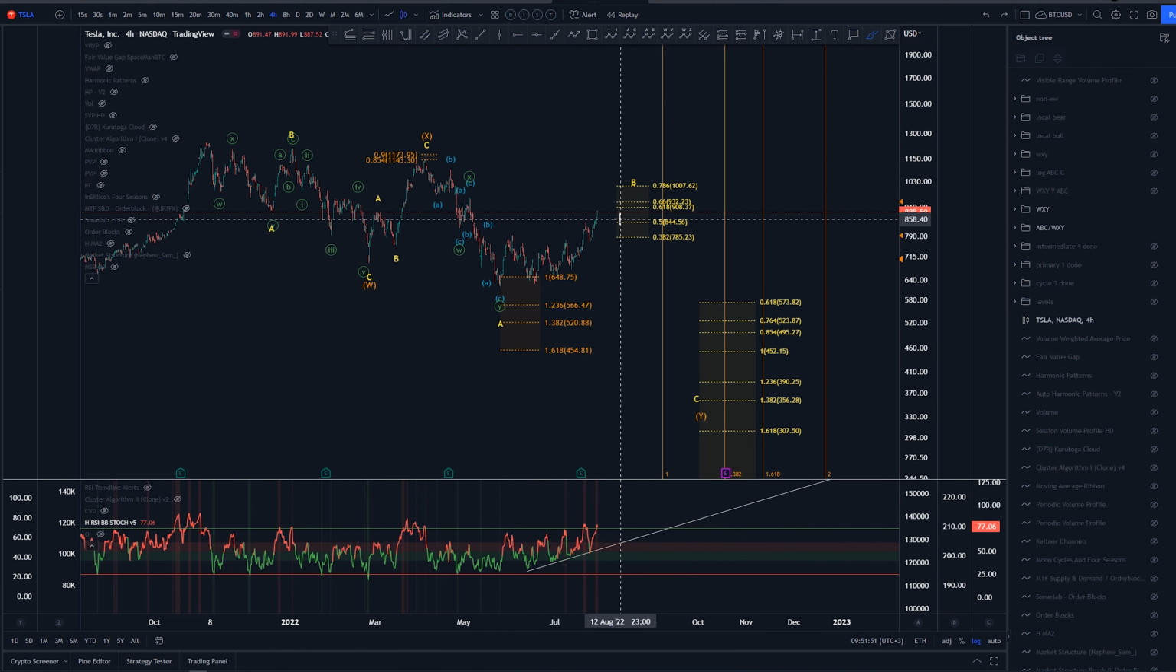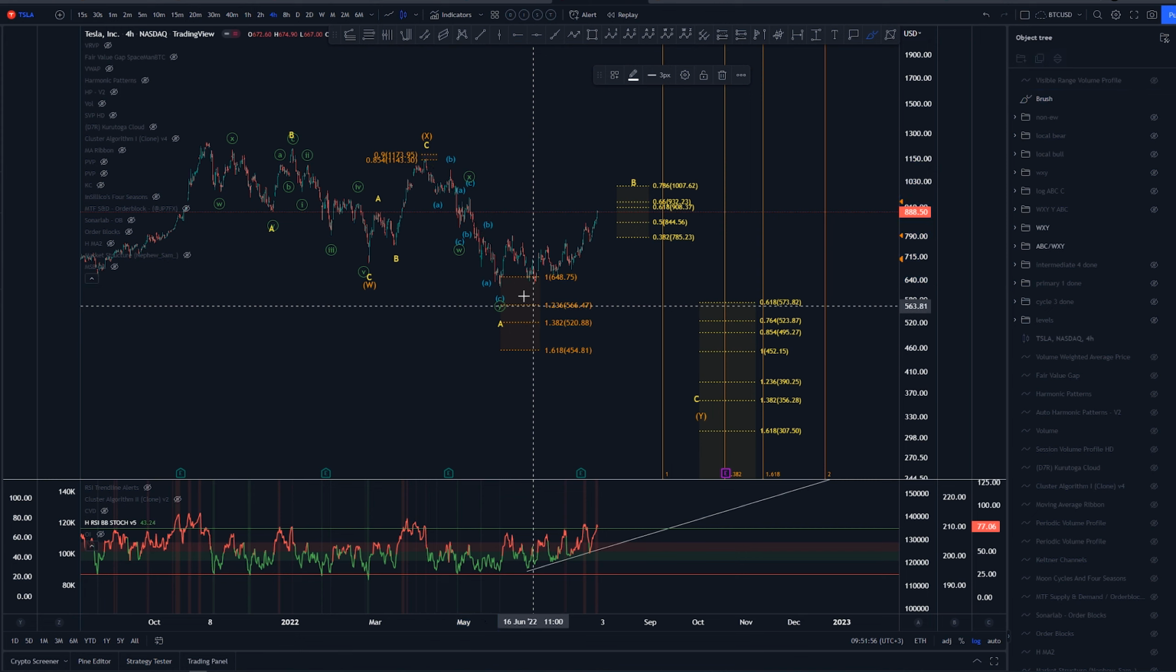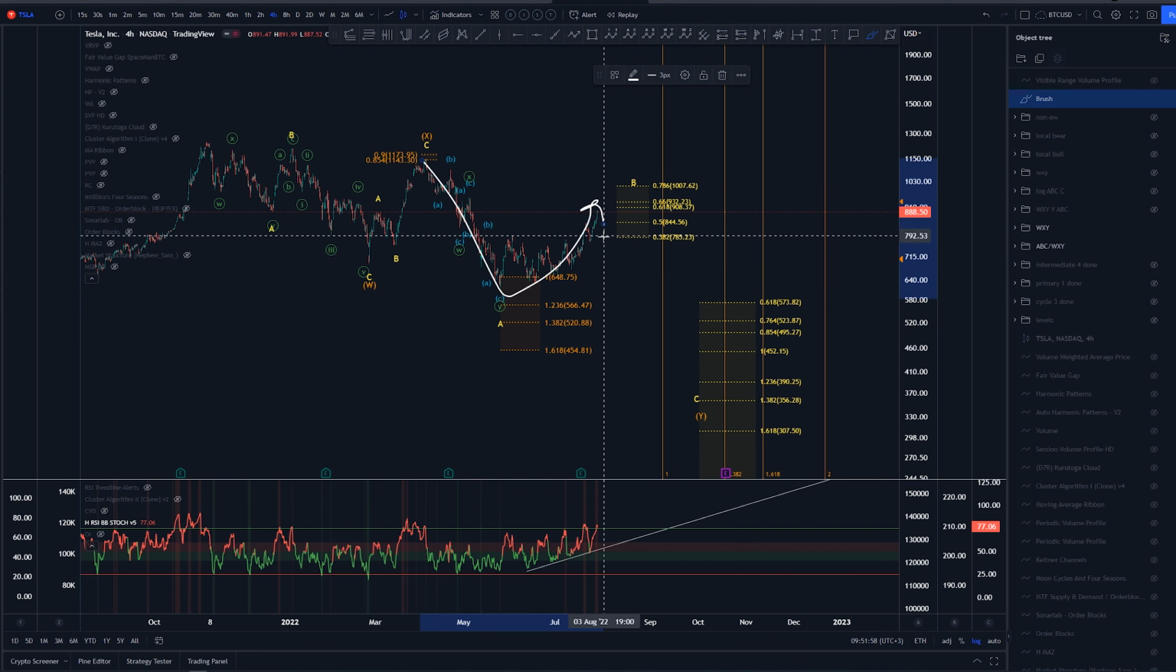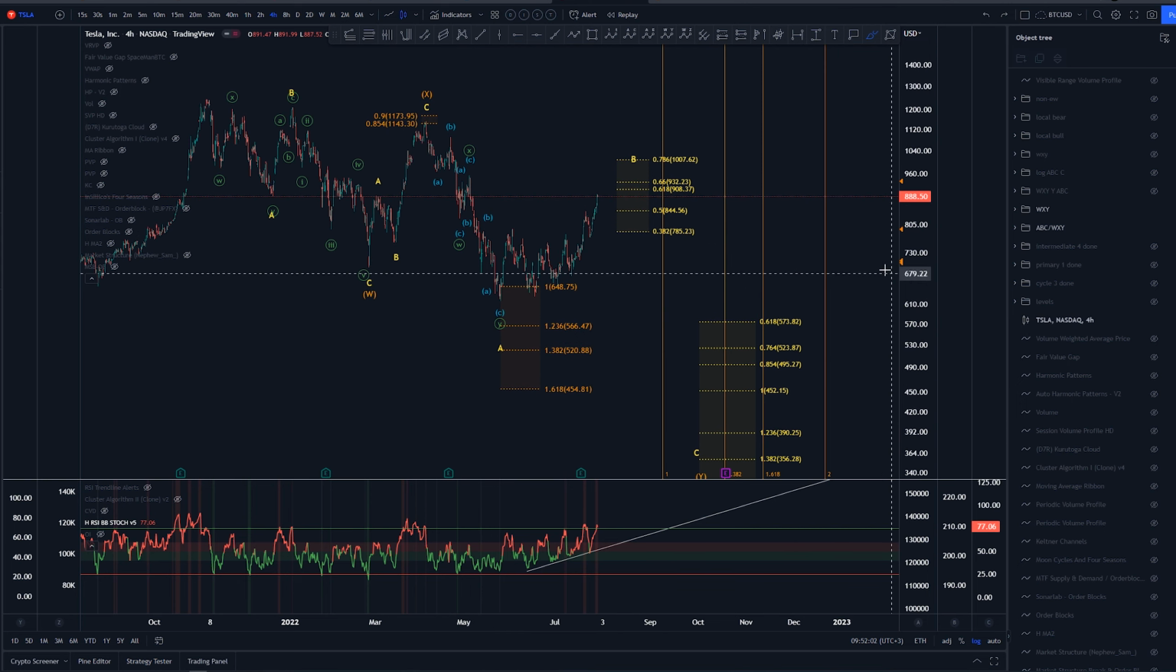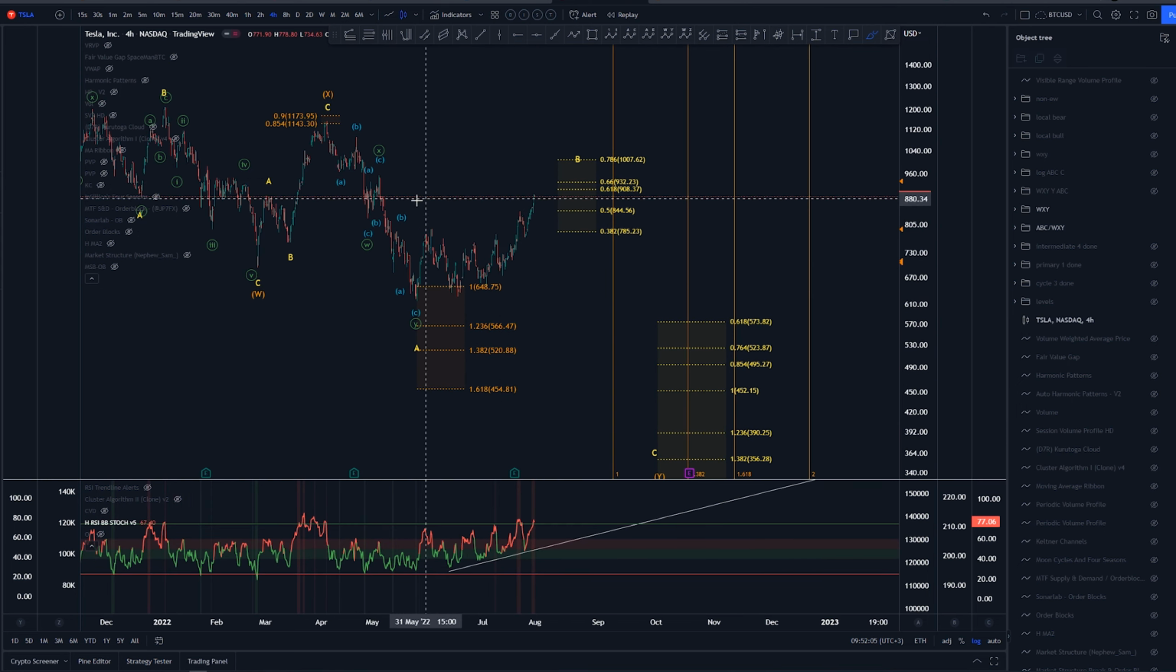Otherwise, this looks still pretty good. We are very close to the golden pocket here for this move, or this retracement upwards. So definitely an area to look for shorting opportunities, if that is supported by the wave count here.